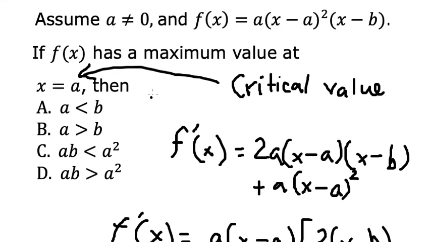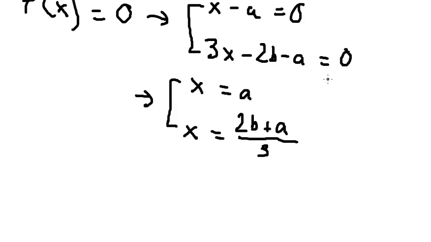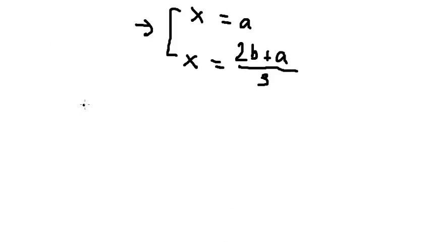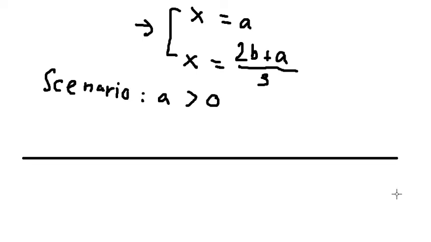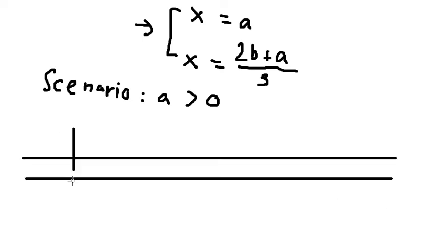So we know that a can be positive or a can be negative. So in this situation, we need to separate them into two scenarios. Scenario number 1, when a is greater than number 0. If a is greater than number 0, we can use a variation table.